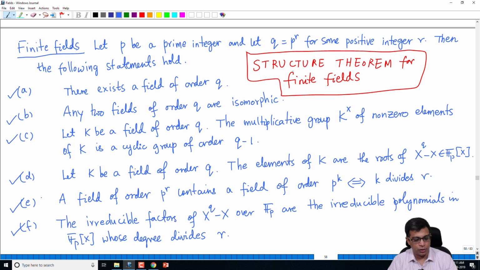But the most important thing to keep in mind is that there exists a field of order q always. Any two fields of order q are isomorphic, and of course q is p power r. That's very important, because if q is not p power r, it cannot exist. That we have already shown. Only possible finite fields have order p power r. And we have also mentioned that the multiplicative group of any finite field is a cyclic group of order q minus 1, and elements of a field of order q are roots of x power q minus x. And then we have two statements about subfields of Fq and irreducible factors of x power q minus x.